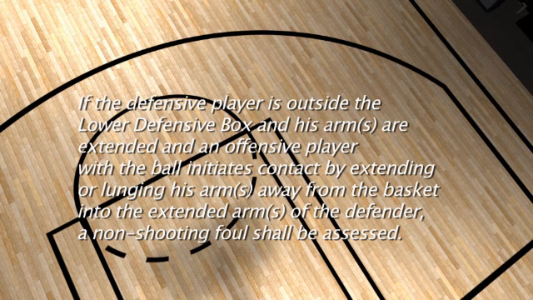If the defensive player is outside the lower defensive box and his arm or arms are extended, and an offensive player with the ball initiates contact by extending or lunging his arm or arms away from the basket into the extended arm or arms of the defender, a non-shooting foul shall be assessed.